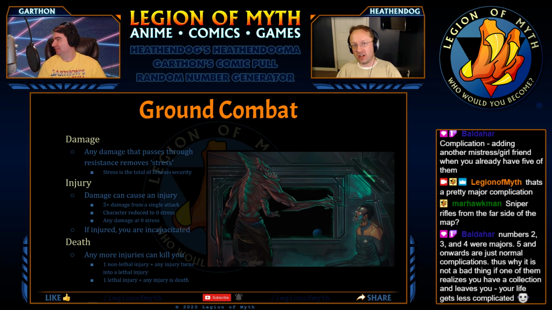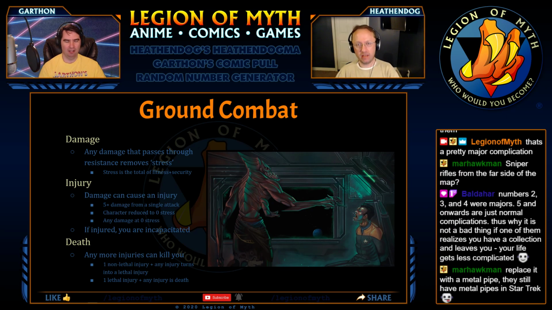If you are down with a non-lethal injury and you take another injury of any type, you now have a lethal injury. If you have a lethal injury and take any injury of any type, you die. All right. So if you're shot with a disruptor beam, that is a lethal injury. You're not dead, but any other injury will kill you. Someone kicks you in the head, you die. It kind of makes sense in its way. I can get behind it.